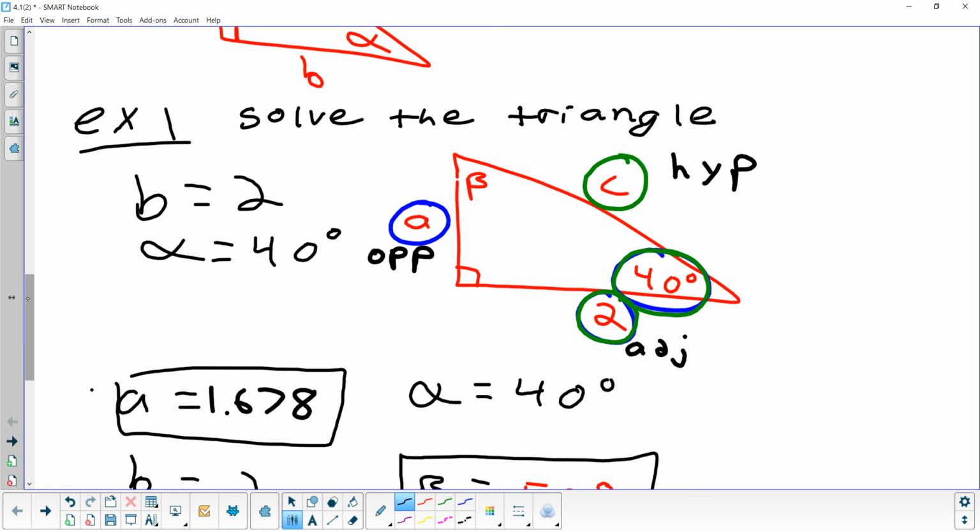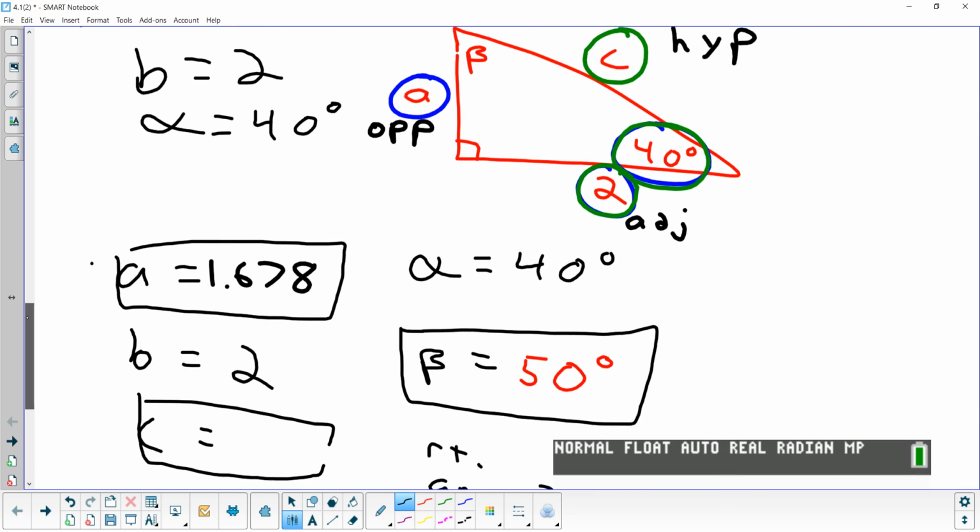So think about what trig function I would use. You have sine, cosine, and tangent. We already used tangent, so we're not going to use that again. What trig function would have adjacent and hypotenuse in it? Yes, go ahead. Cosine.